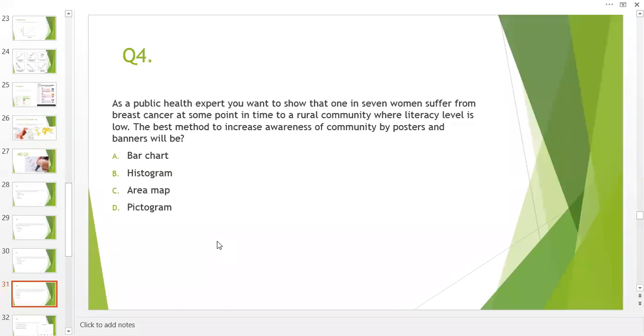As a public health expert, you want to show that 1 in 7 women suffer from breast cancer at some point in time to a rural community where literacy level is low. The best method to increase awareness of the community by posters and banners will be? Pictogram. Yes, the correct answer is pictogram, because for an illiterate community or for children, you can use a pictogram to show data graphically.